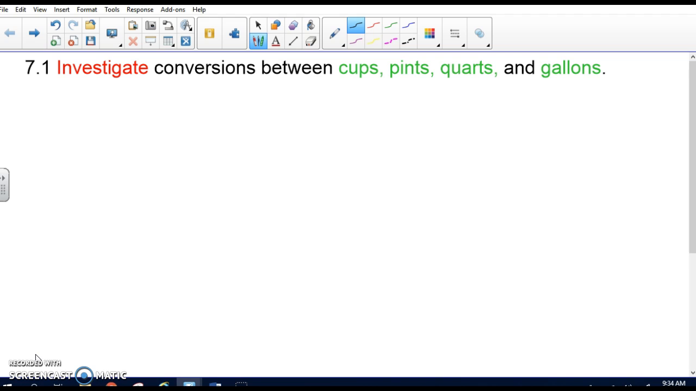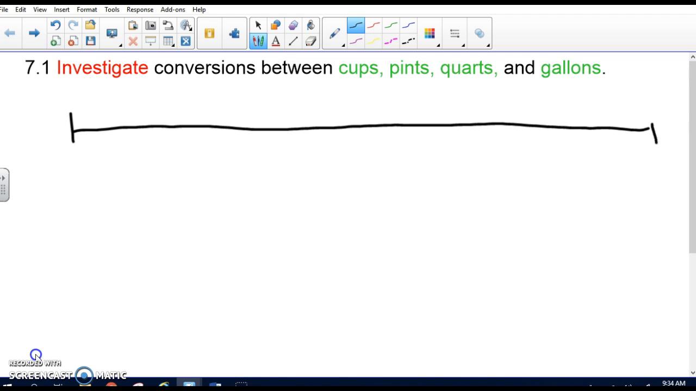Let's turn, so now you know where the resource is. Let's turn to page 229. I said 229.